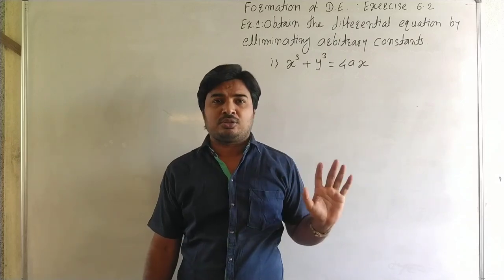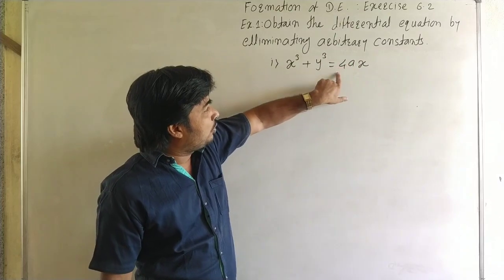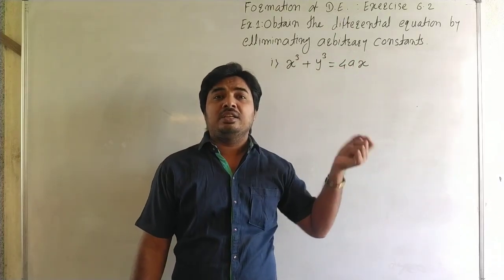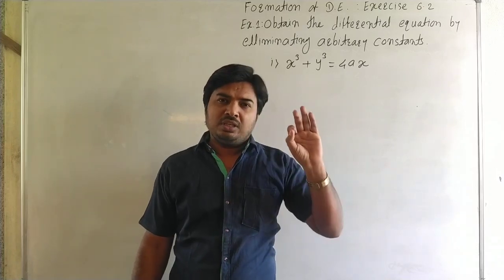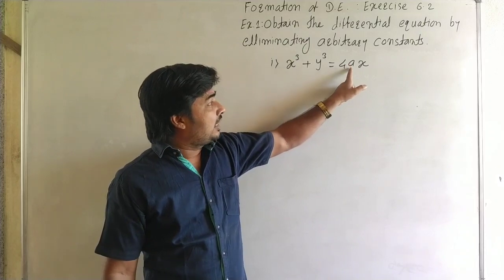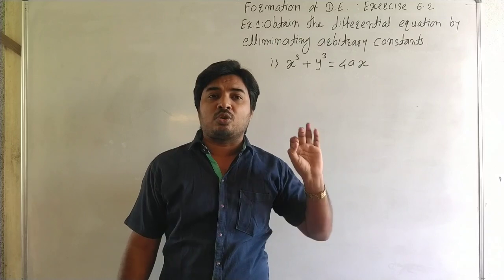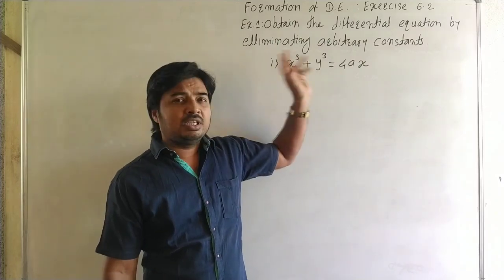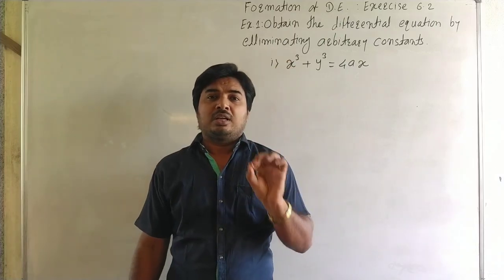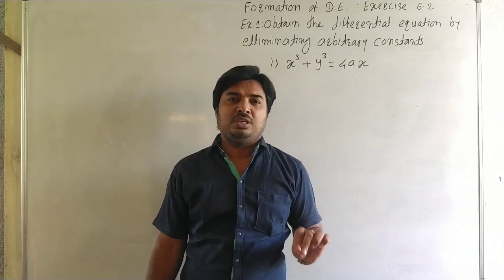Here, in this equation, 4 and a are the two constants. 4 is a constant, and a is an arbitrary constant. That means a is a constant but it has variable values, therefore it is an arbitrary constant. 4 is a constant with a fixed value, but a is an arbitrary constant. Here we eliminate the arbitrary constant to form the differential equation.